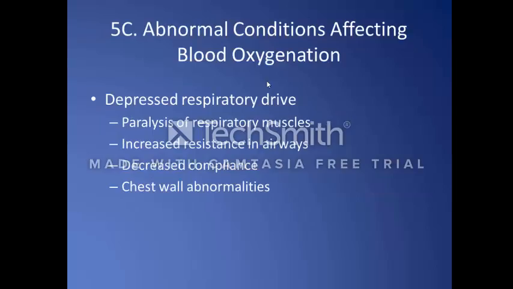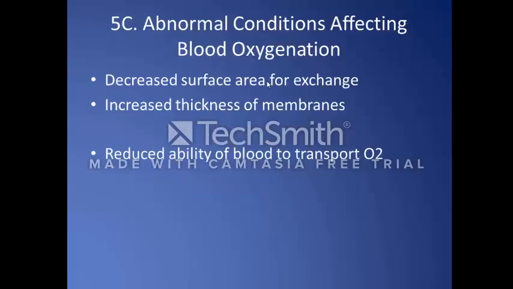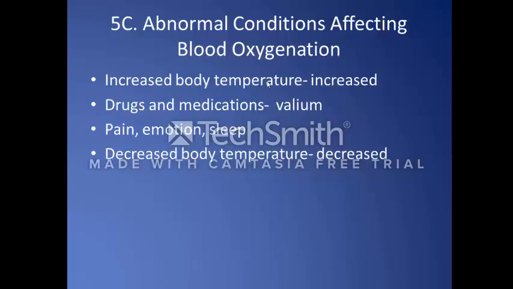Other factors that can affect blood oxygenation include depressed respiratory drive, for example paralysis of the respiratory muscles, increased resistance in the airways, decreased compliance, or chest wall abnormalities, decreased surface area for exchange, or increased thickness of the membranes and reduced ability of the blood to transport oxygen. Increased body temperature will result in increased blood oxygenation. Certain medications and psychological states will also have an impact on blood oxygenation.